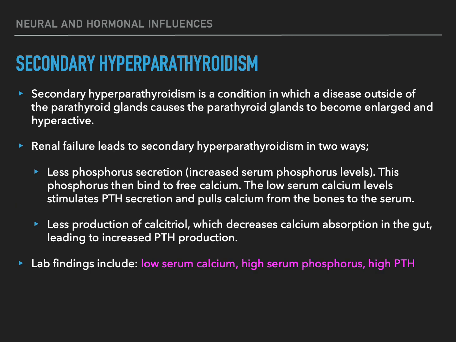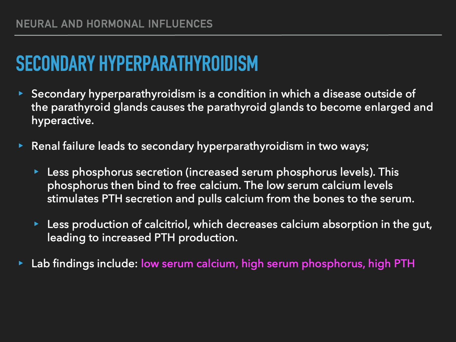Secondary hyperparathyroidism is a condition in which a disease outside of the parathyroid glands causes the glands to become enlarged and hyperactive. An example of a condition within the parathyroid glands that would cause the same findings would be, say, a parathyroid adenoma. But the secondary hyperparathyroidism is due to the renal failure. And the way renal failure leads to this condition is through two different mechanisms.